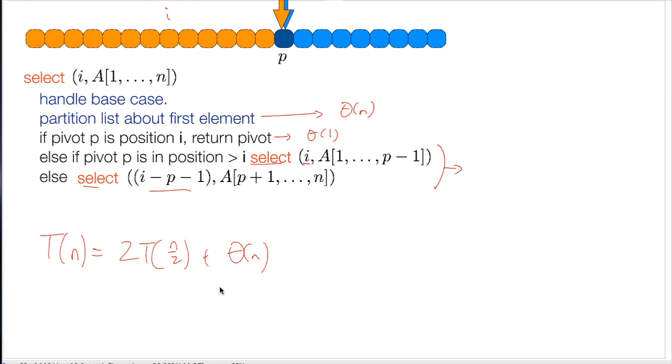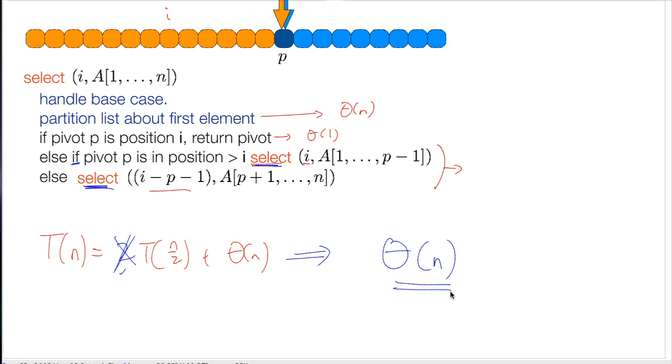Question in the back, answer in the back. Yes, it's not a 2. There's no 2. If this condition holds, then we do that side. Otherwise, we do that side. We only do 1. And so it's only T of n over 2 plus O of n. And this recurrence, this is going to be order n.